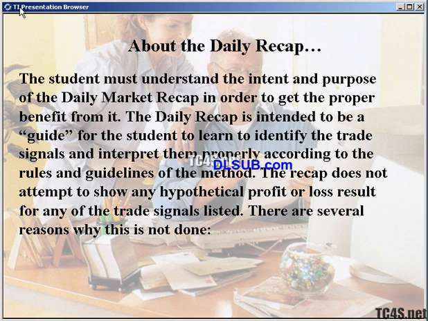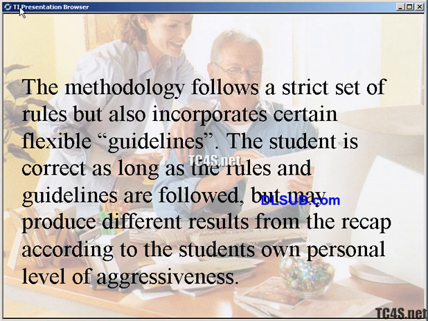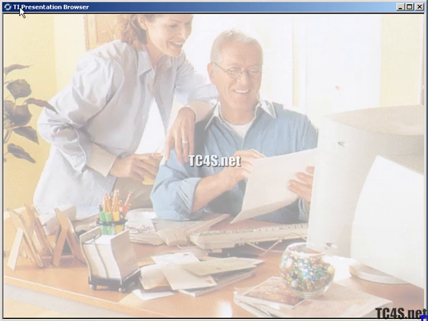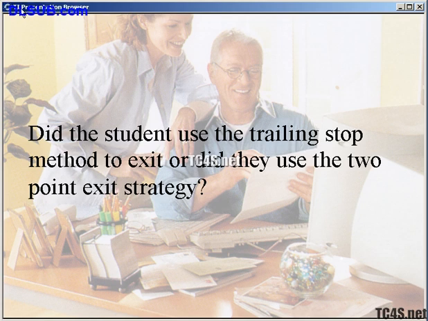The recap does not attempt to show any hypothetical profit or loss result for any of the trade signals listed, and there are several reasons why this is not done. The methodology follows a strict set of rules, but also incorporates certain flexible guidelines. The student is correct as long as the rules and the guidelines are followed, but may produce different results from the recap according to the student's own personal level of aggressiveness in their trading.